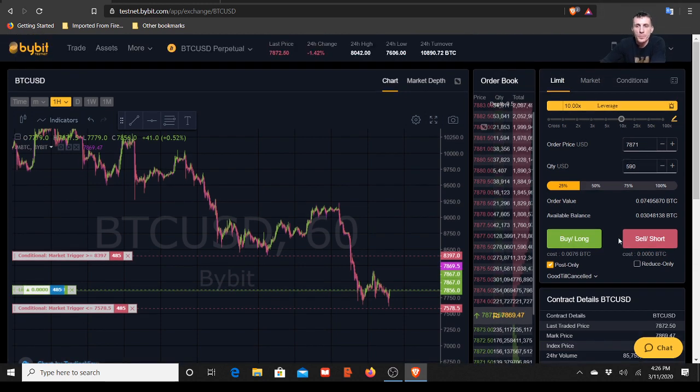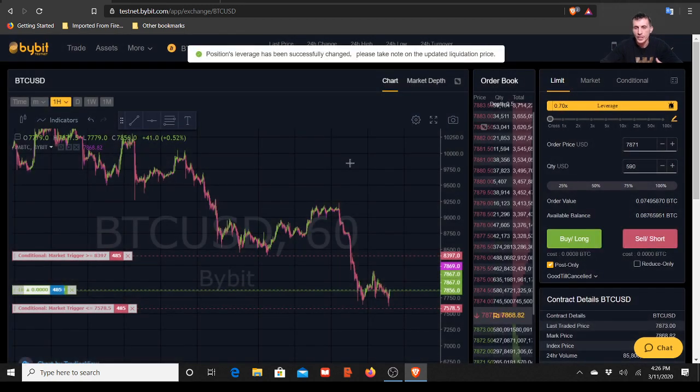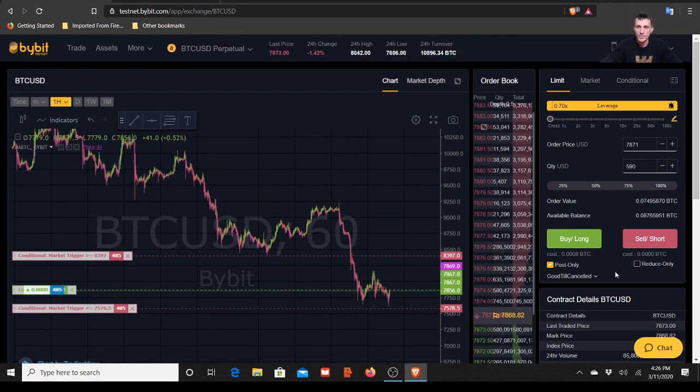Cross leverage. Do not use cross leverage. What cross leverage does is pretty much like 100x. It will use every single dollar in your wallet. Instead of being able to just risk 1 or 2% of your wallet, it risks 100% of your wallet. So let's say we move this to cross, we will click yes for sure. This is just telling you that your leverage is changing, your liquidation price is changing.